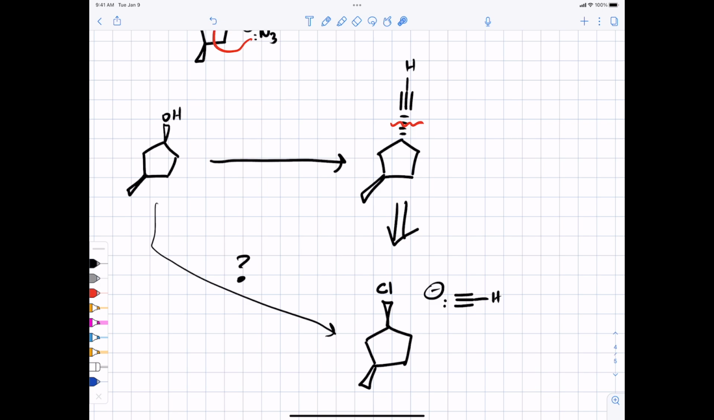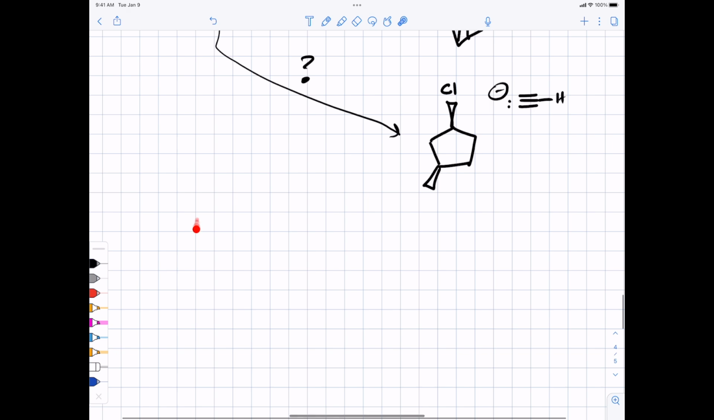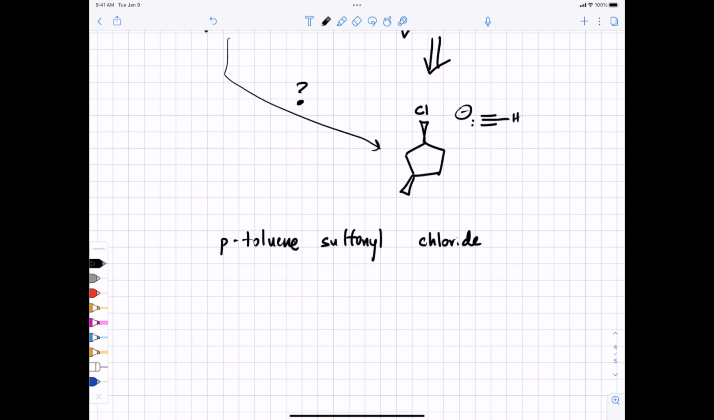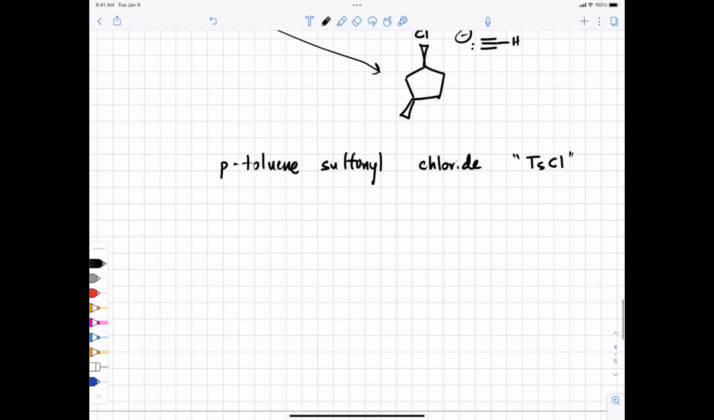Say that again? Tosylate. Yeah, if you've been reading ahead, there's a reagent that does this, and it's called para-toluenesulfonyl chloride. So unless you want to write that all the time, there's an abbreviation for that, TsCl. And the reagent looks like this. It's got a benzene ring, a methyl group. This is the sulfonyl chloride group. And basically it's got this pretty reactive, good leaving group on the sulfur.